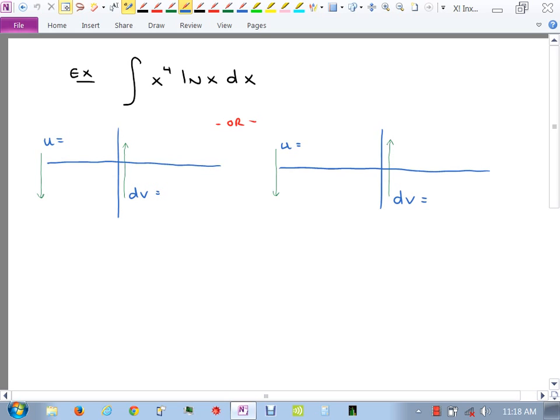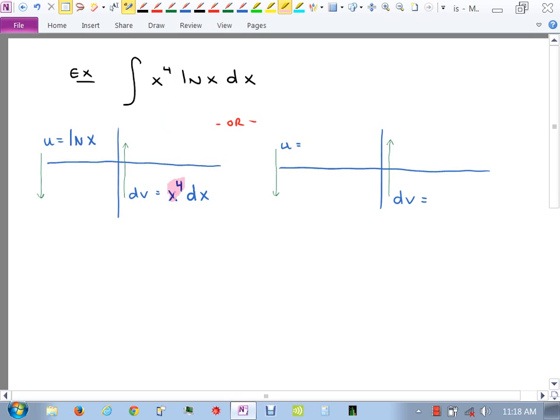So let's try. Someone give me a u. You want to go natural log x, okay? And that would force me to use what as my dv? Everything that's left. You have to account for everything in the integral, okay? Everything has to be accounted for.